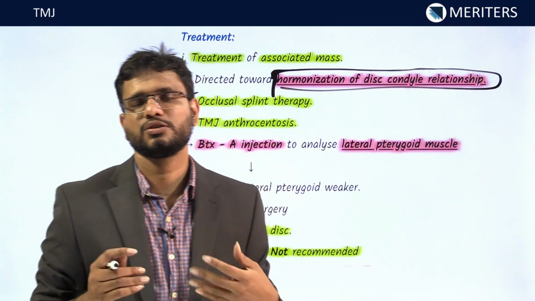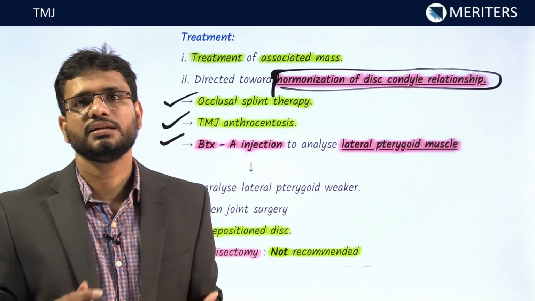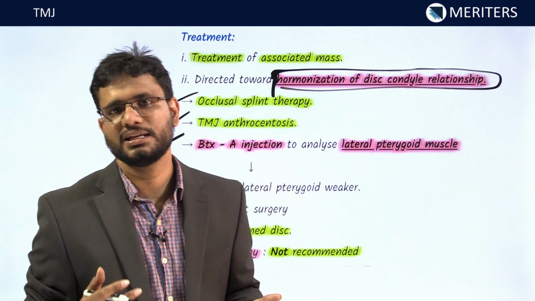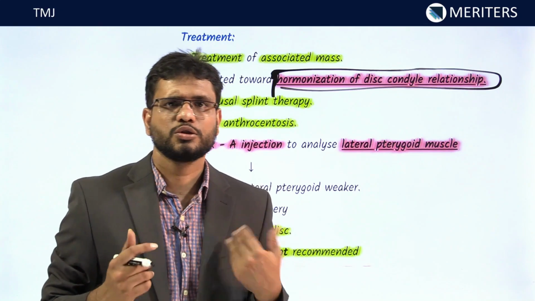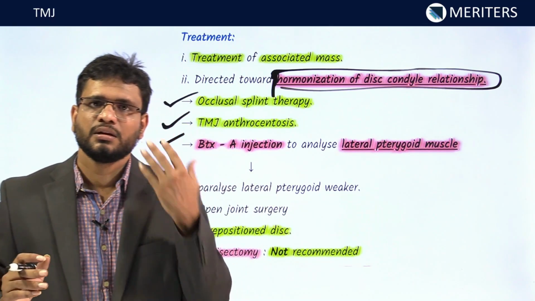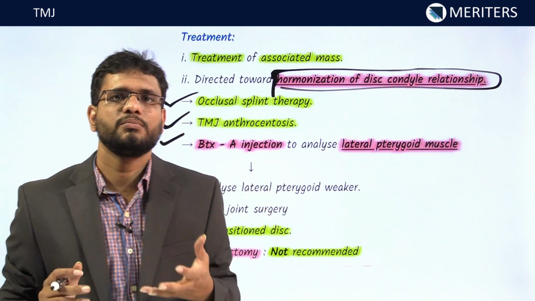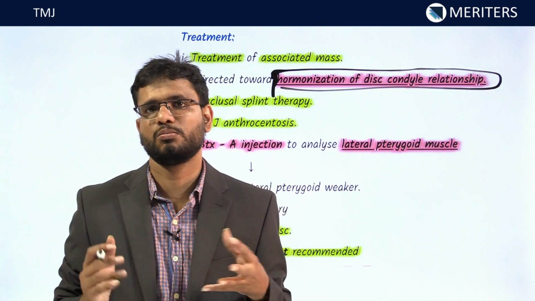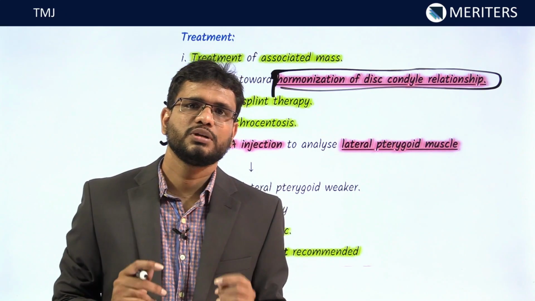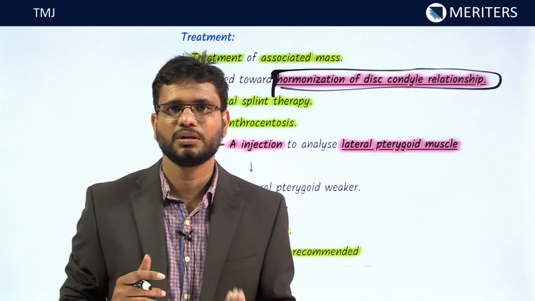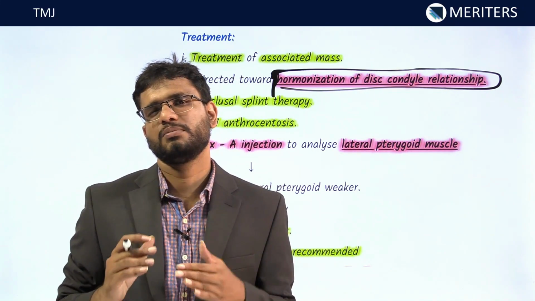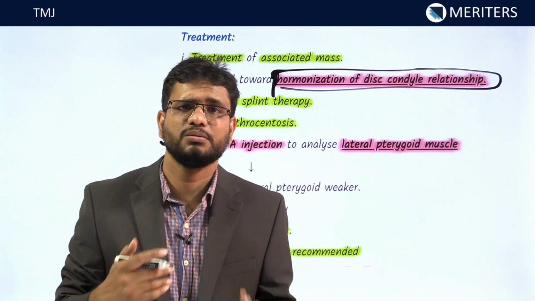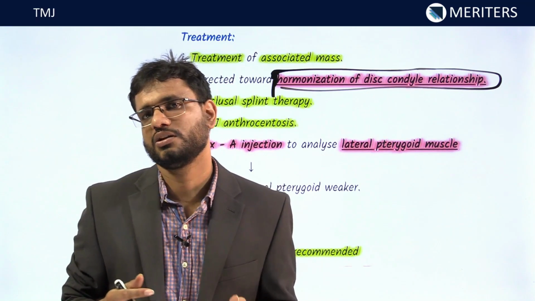So, what is this? Botulinum toxin A is a muscle paralyzer, a transient muscle paralyzer. You can inject that and check the strength of the lateral pterygoid muscle. Sometimes the anterior displacement of the disc occurs due to higher strength of your lateral pterygoid. So if you put that injection in it, there will be paralysis of the lateral pterygoid, causing a transient weakening of the lateral pterygoid.